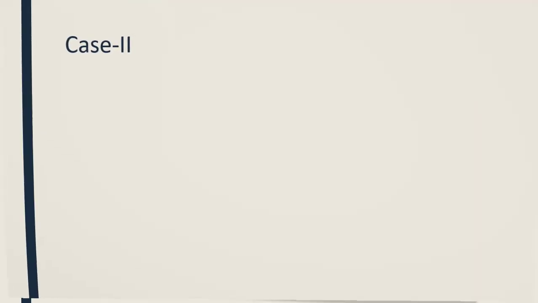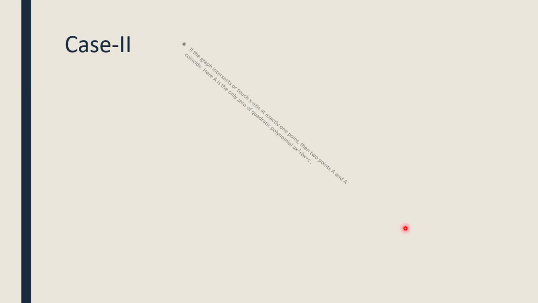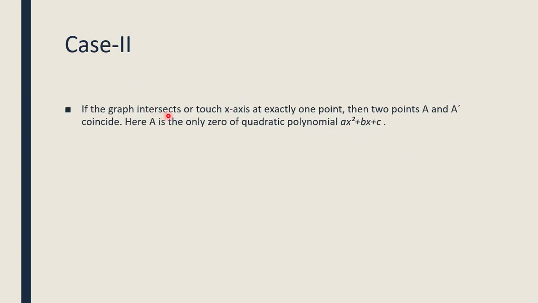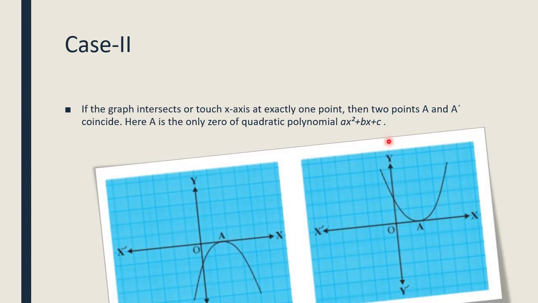Next, case 2. If the graph intersects or touches the x-axis at exactly one point, then the two points A and A' coincide. Here A is the only zero of the quadratic polynomial ax^2 + bx + c. We can see A is the point where the graph touches the x-axis.